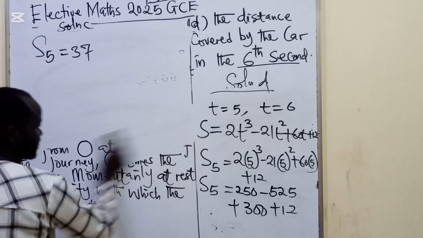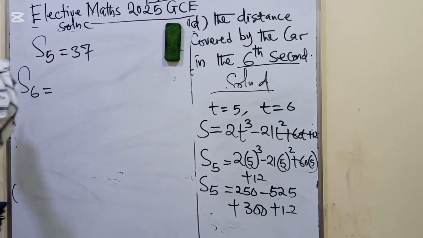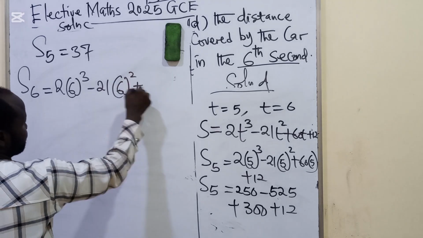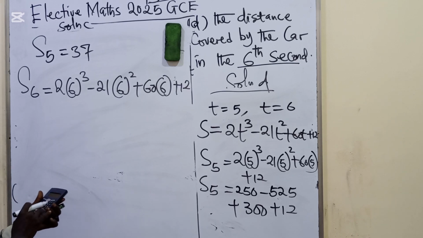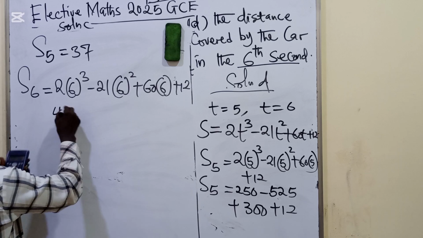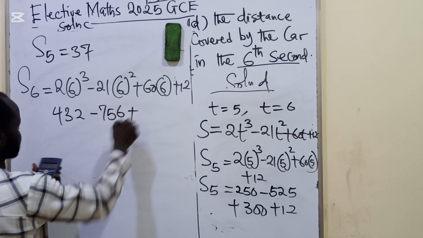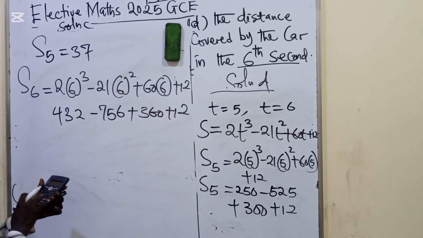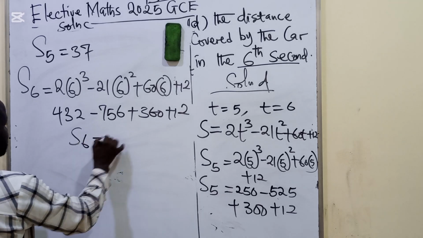We are almost there. Let's find S6 before we subtract. S6 now we substitute. When t is 6, that will be 2 into 6 to the power 3 minus 21 into 6 to the power 2 plus 60 into 6 plus 12. 6 cubed is 216, times 2, that's 432, minus 36 times 21, that's 756, plus 60 times 6, that's 360, plus 12. That will be S6 is 48.